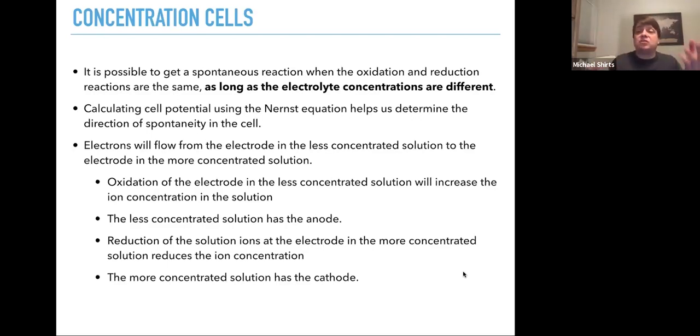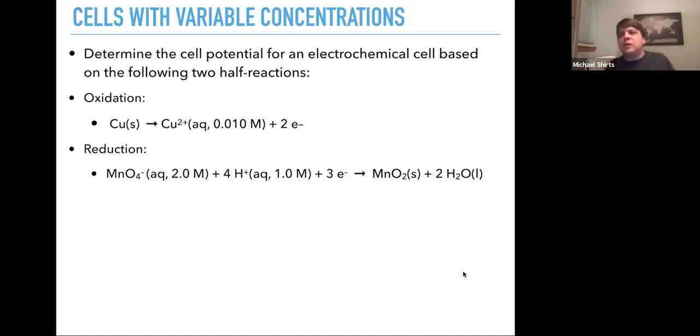Depending on where the concentration is higher, that will determine the direction the electrons flow. The electrons will flow from the less concentrated solution because if they leave the less concentrated solution, they will put more ions in there, and they'll flow to the more concentrated solution because electrons there will pull ions out of the system. Okay, so let's do a couple of examples.